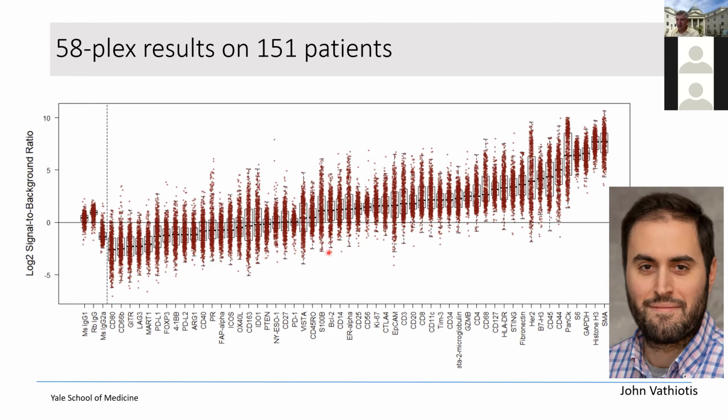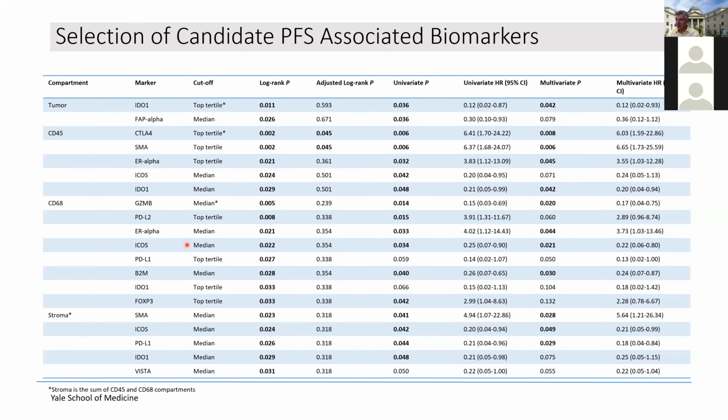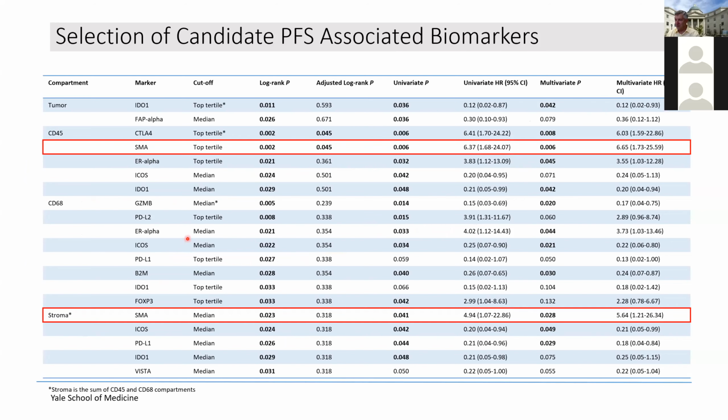Using this data, we can then start to use discovery tools to look for an association between the biomarker and the expression pattern, looking at 151 patients and 58 biomarkers all at once. That's what we've done here. Some interesting things that we found, in the CD45 compartment, was SMA. Well, as pathologists, that makes no sense. We know that in CD45 there's no SMA in leukocytes. So what's going on? In fact, we then combined these two compartments to make a stromal compartment, and there it makes more sense.